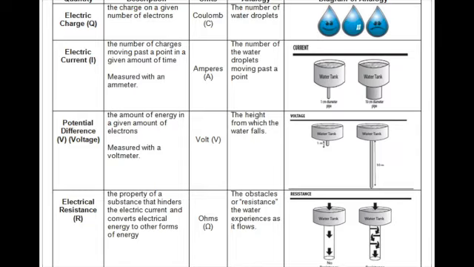Alrighty, big lesson, really hard lesson. Pause as much as you need to. Summary chart right here for the different properties that we looked at. We looked at charge, current, potential difference or voltage, and then resistance. Take a look at this table, go through, we have a bunch of different analogies. Electric charge is like the number of water droplets that there are, right? The current is how many water droplets moving past a particular point, right?